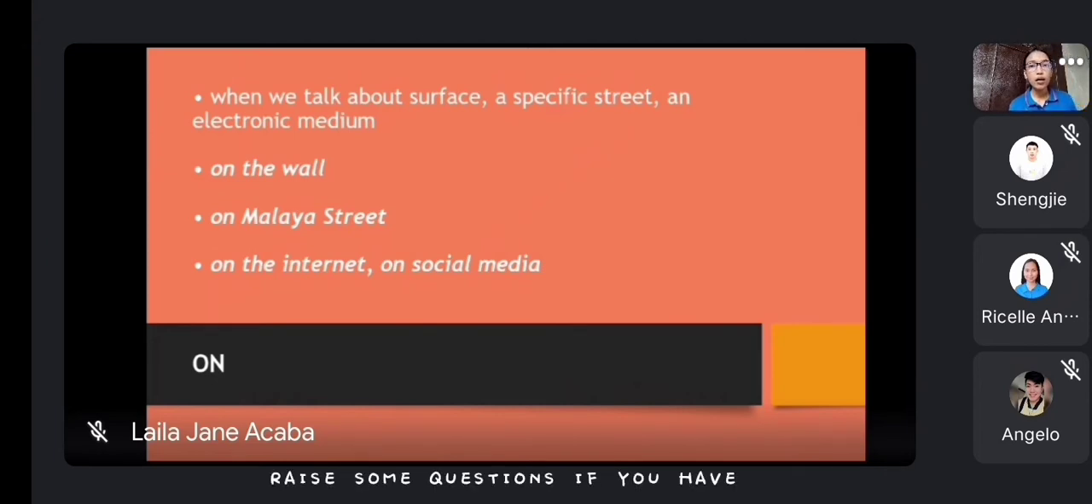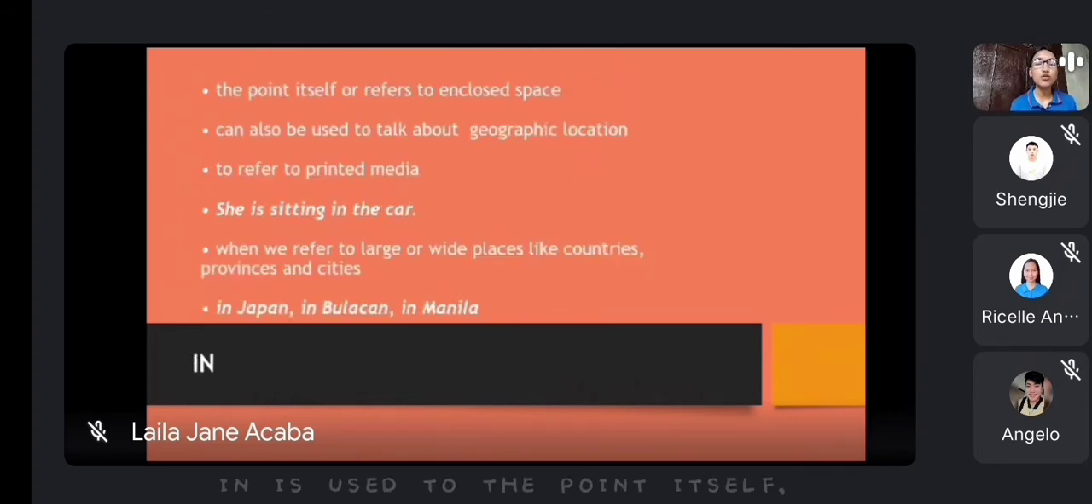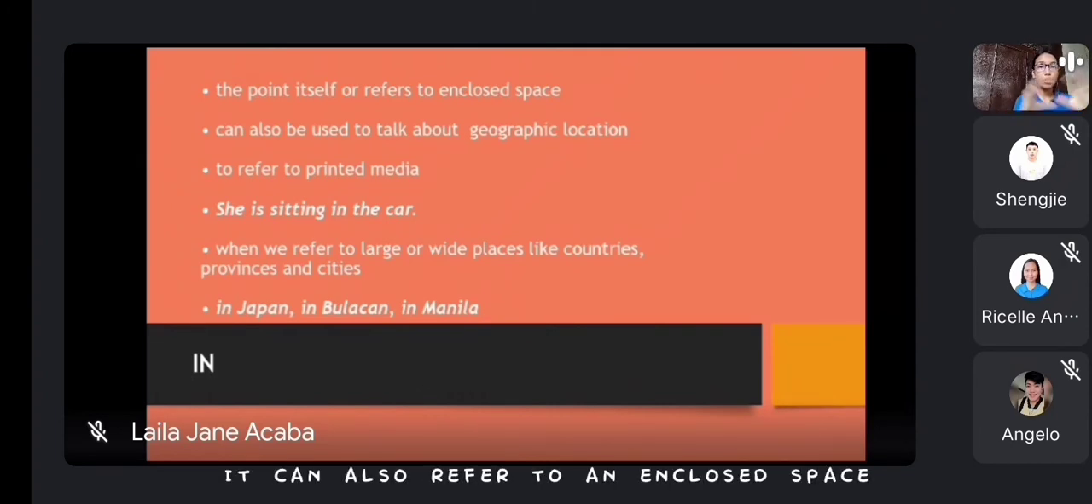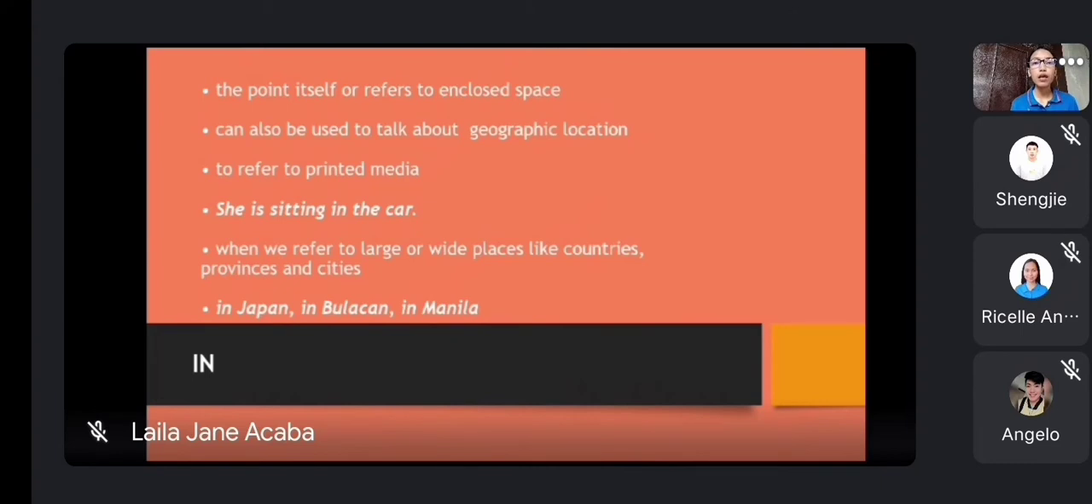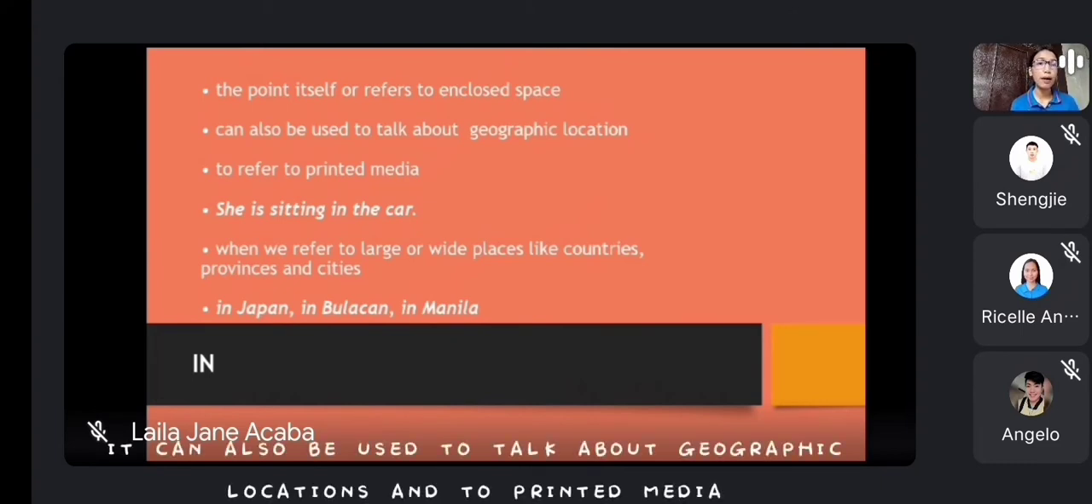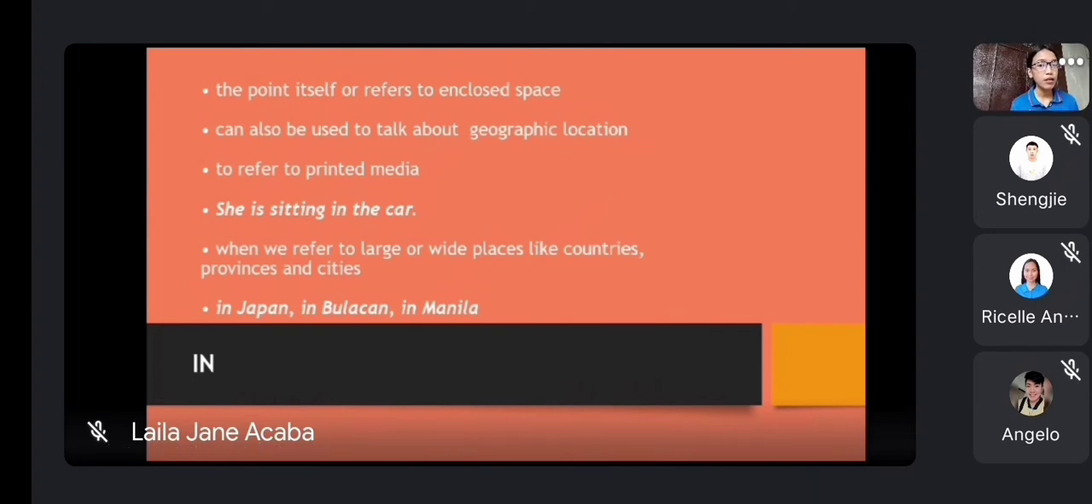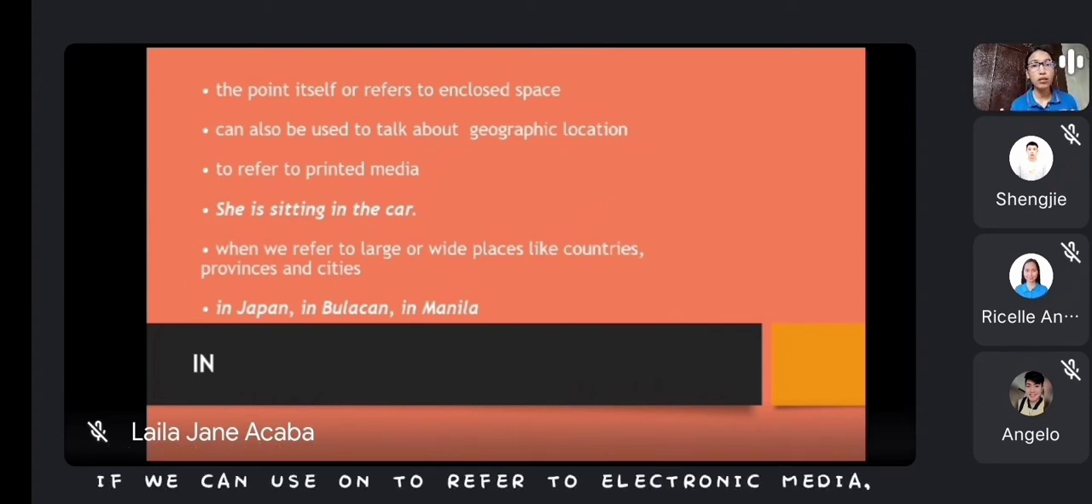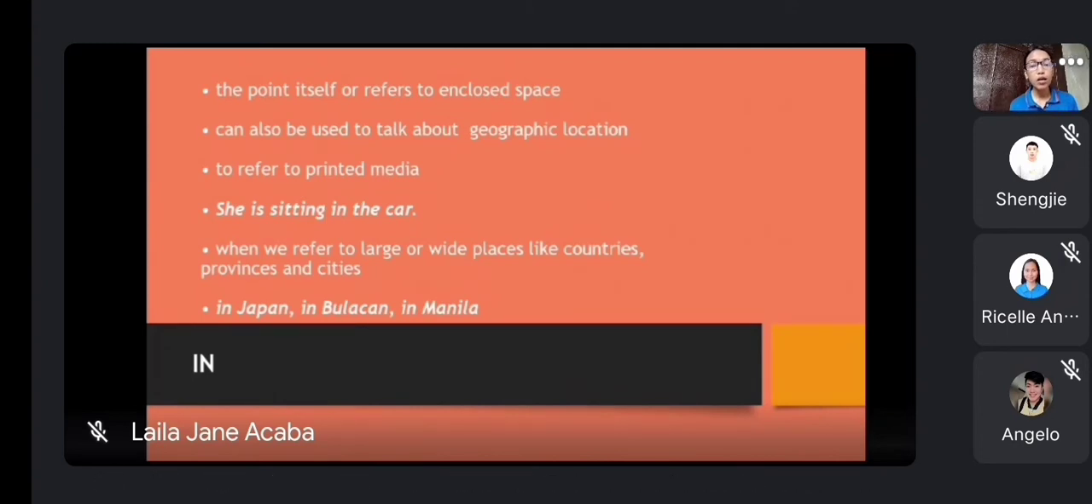Just raise some questions if you have. In is used to refer to the point itself, or it can also refer to an enclosed space. It can also be used to talk about geographic location, to refer to printed media. If we can use on to talk about electronic media, we use in to refer to printed media.